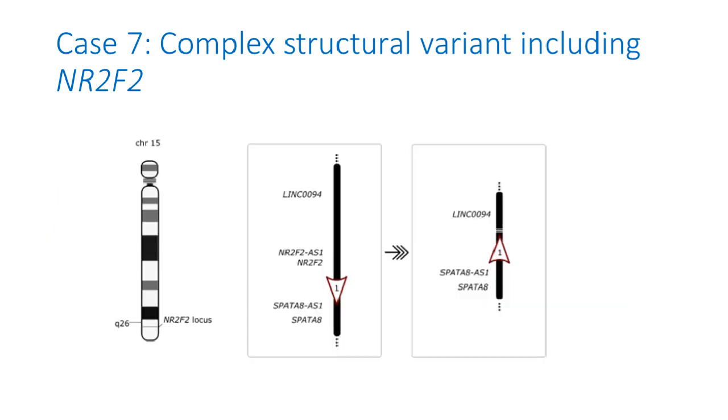To put this in a different graphical form, if we focus in again on chromosome 15q26 at the NR2F2 locus, this is a wild type or typical allele. We have NR2F2 as well as an antisense gene which overlaps with it. In our patient, we have a deletion of this region, including both NR2F2 and the antisense gene, and then an inversion of this downstream region detected by the triangle with a number 1 on it.